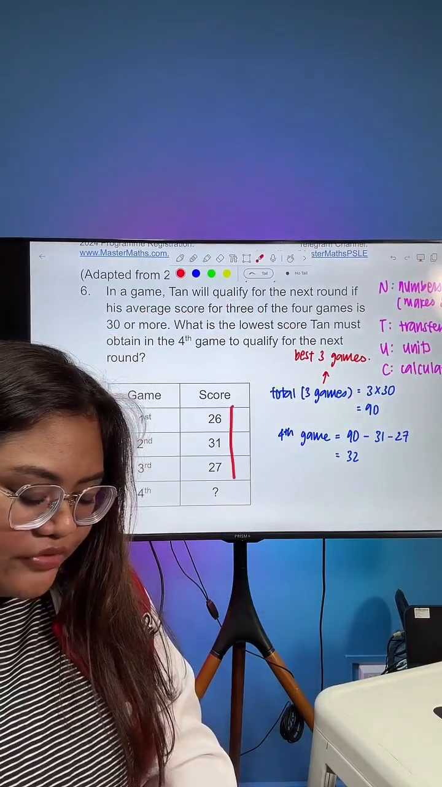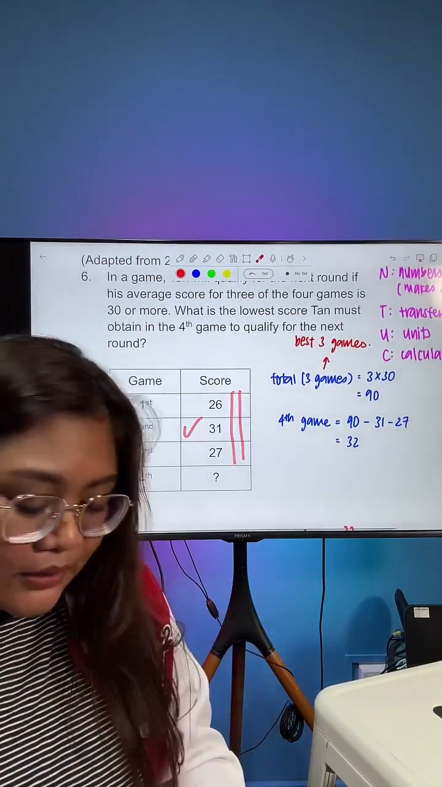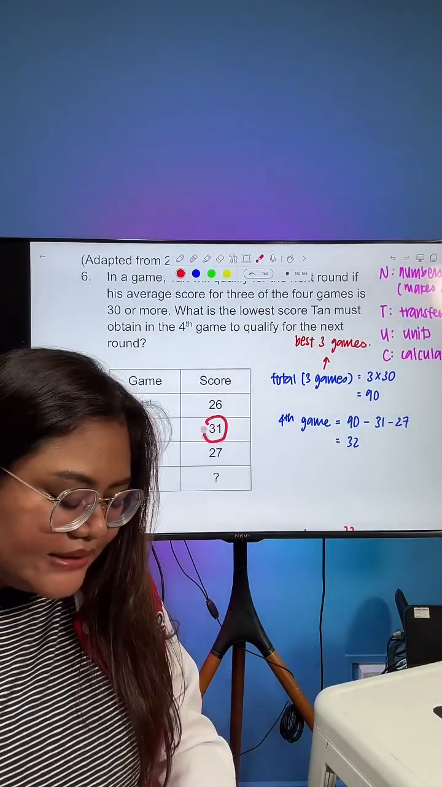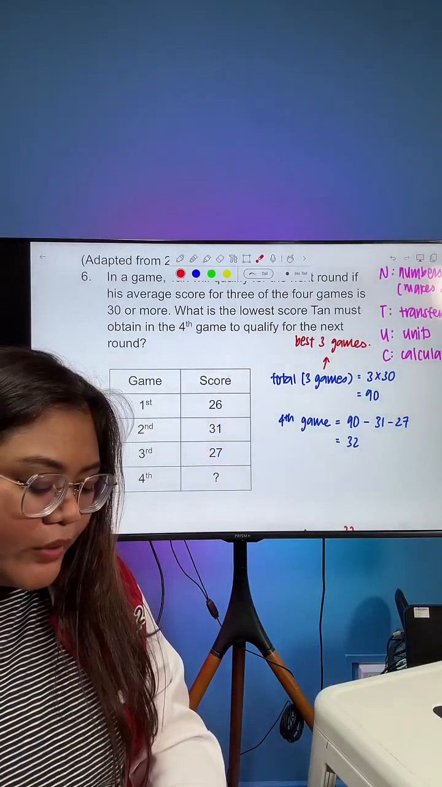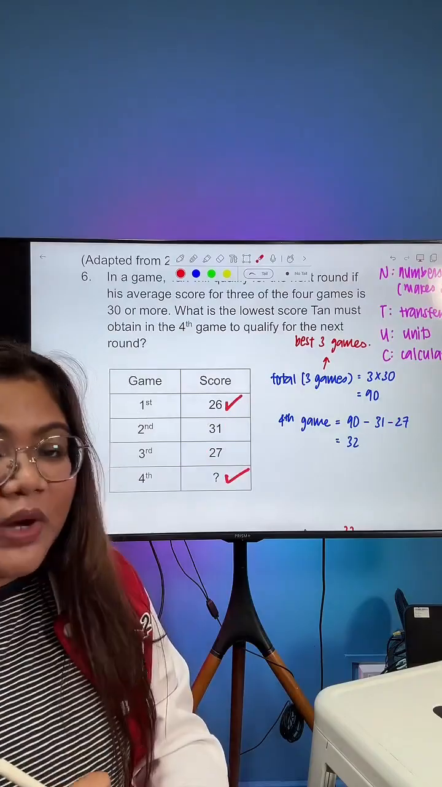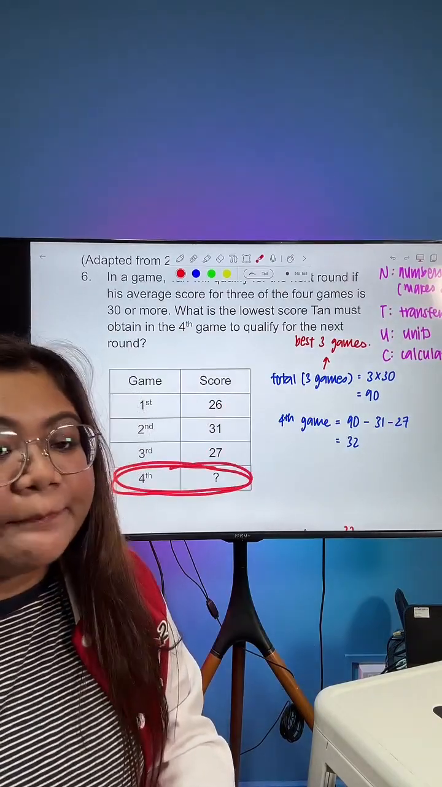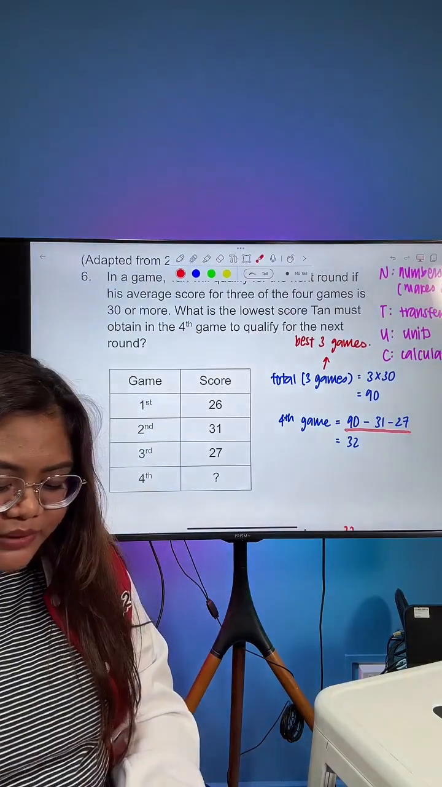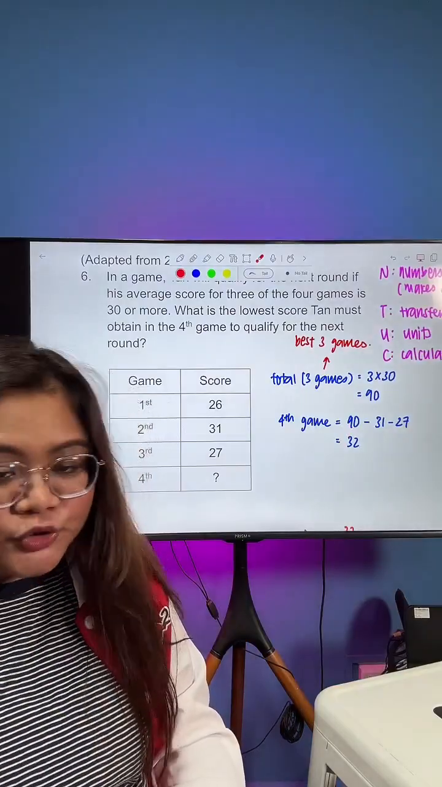Out of these 3 games here, 31 is the most, so it must be one of the better games already. We will take 31. And then the second highest is 27. We will take 27. So between 26 and this last one, we are going to use this last one as our next best game. So that will be 90 minus 31 minus 27 to give us 32.